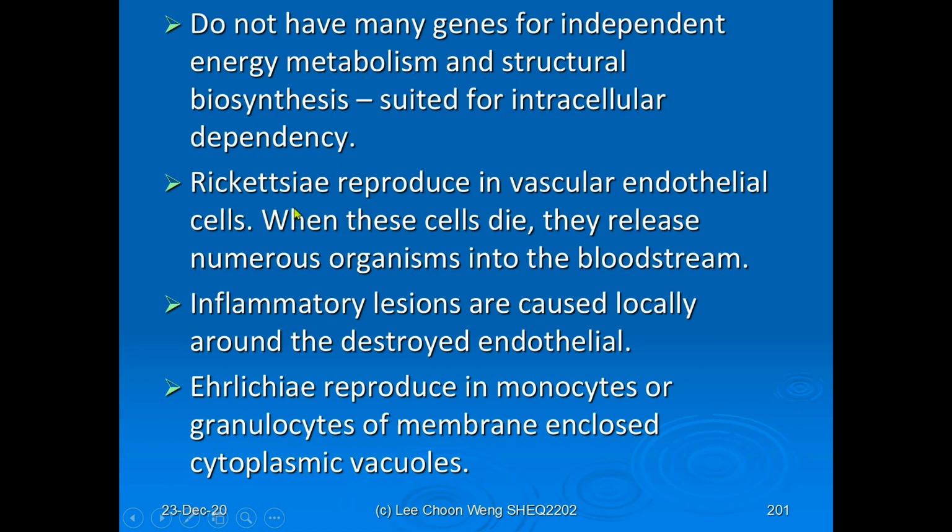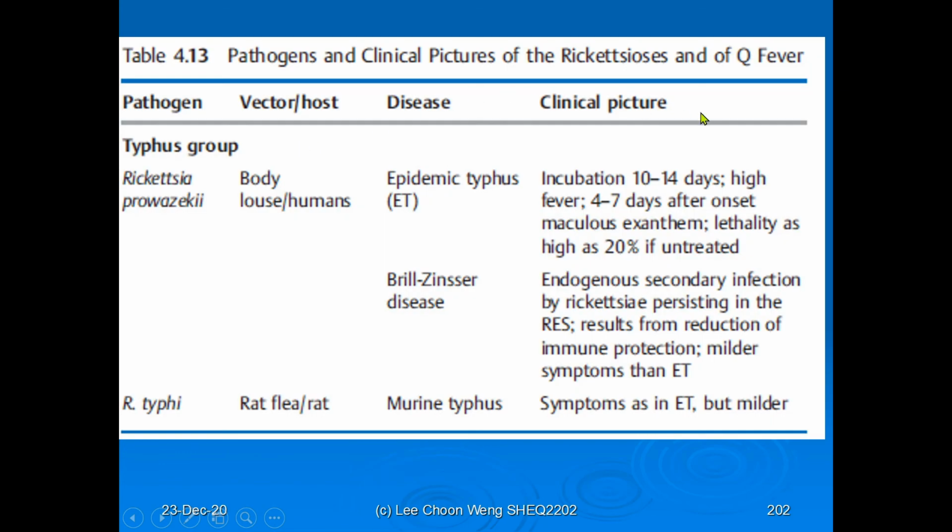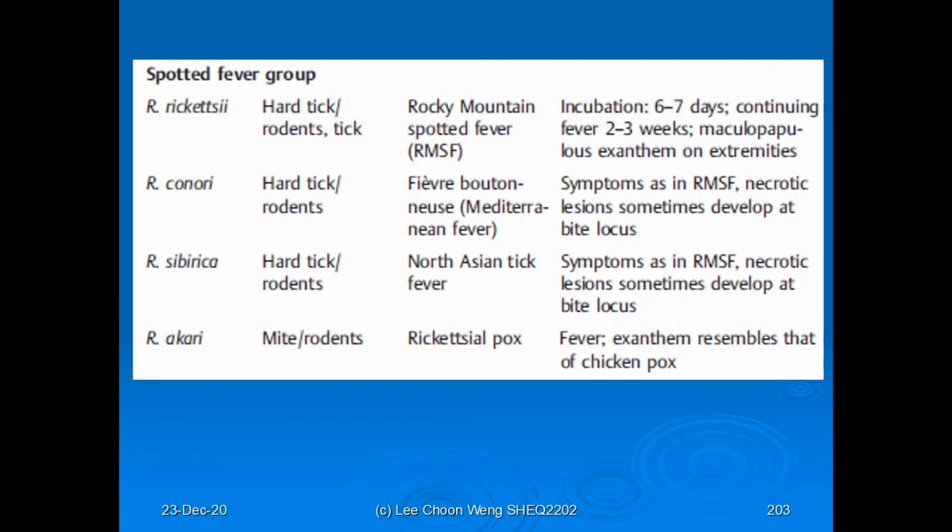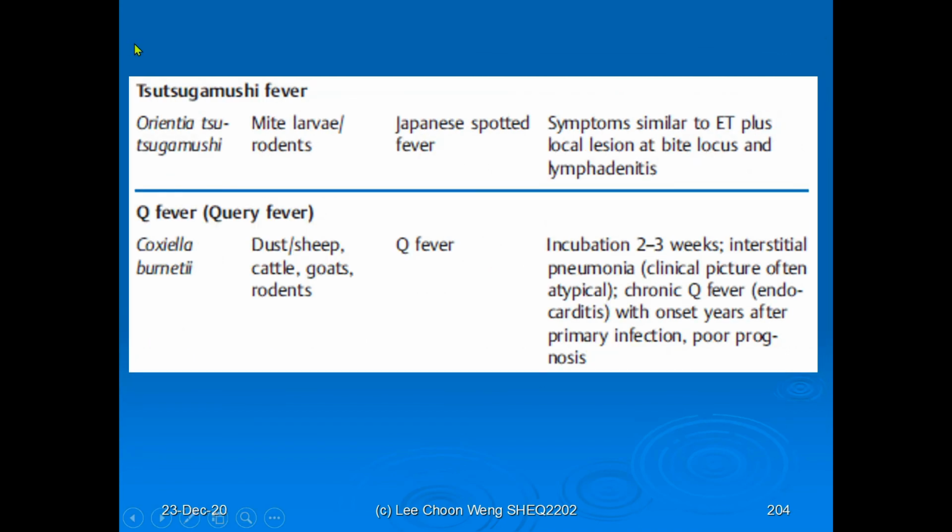The difference between Rickettsiaceae and Ehrlichiaceae is that Rickettsiaceae reproduce in the vascular endothelial cells, whereas Ehrlichiaceae reproduce in monocytes or granulocytes in membrane-enclosed cytoplasmic vacuoles. So for Rickettsiaceae and Coxiella, we can divide them according to the diseases they cause, whether typhus, spotted fever, Tsutsugamushi fever, or Q fever.